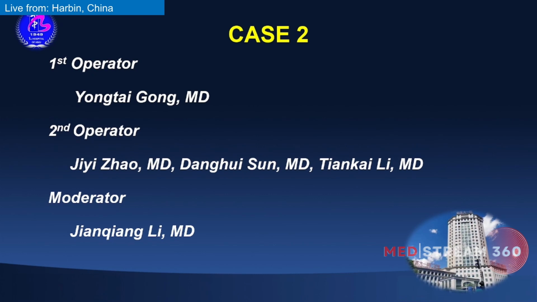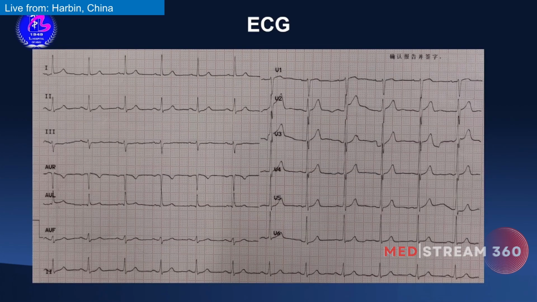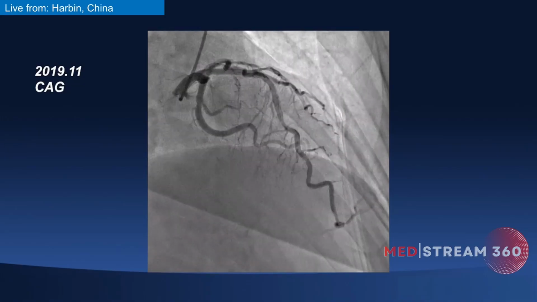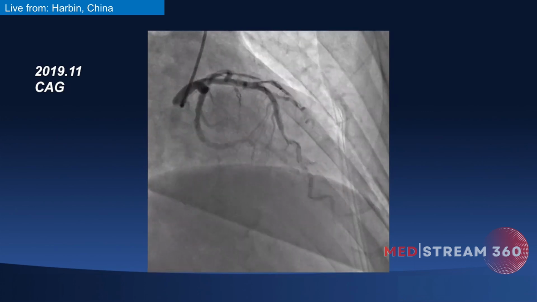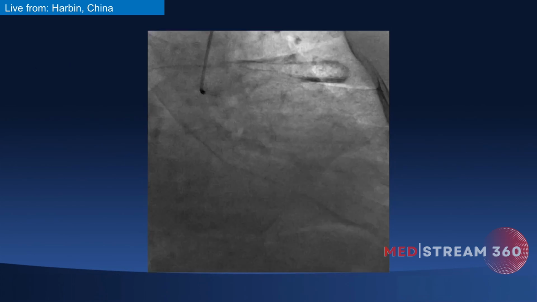Dr. Zhao, please. This patient is a 62-year-old male. The main risk factor is hypertension. His echocardiogram showed an ejection fraction of 68% with no motion abnormalities. The electrocardiogram showed sinus rhythm with no T wave inversion and no ST segment depression. Coronary angiography showed a severe stenosis in the proximal LCx, but the patient refused PCI.